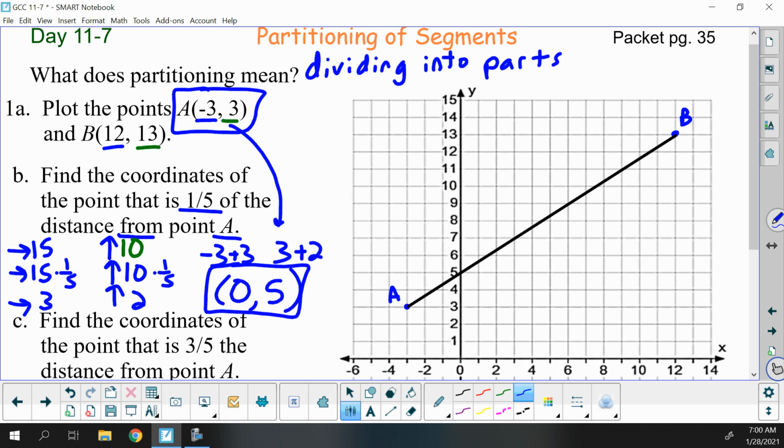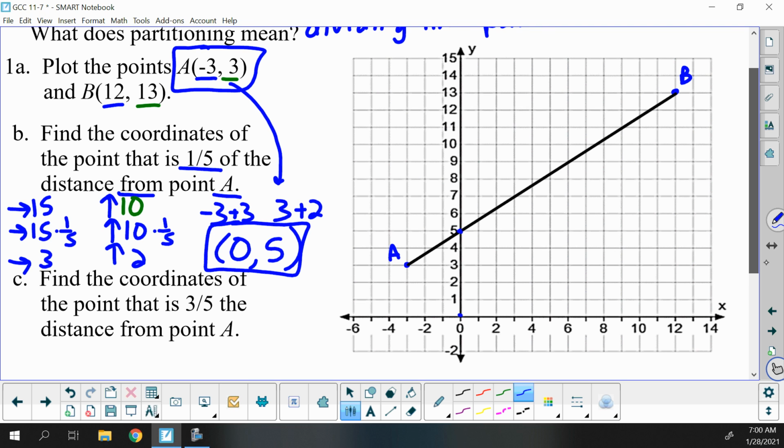So this is our point that is 1/5 of the distance from point A on our line segment. Then one last thing you want to do is just look at your picture and make sure that point is actually on the line. That'll tell you if you have a reasonable answer. Well, here's 0, 5. Yeah, it is on the line, so it looks like our answer is something reasonable. If you get a point that's not on your line segment, then you know you did something wrong.